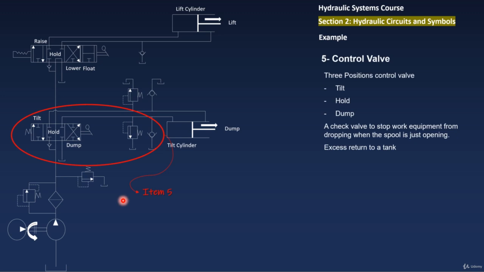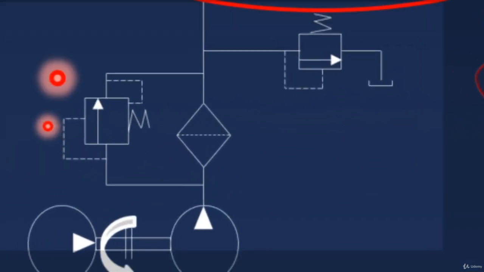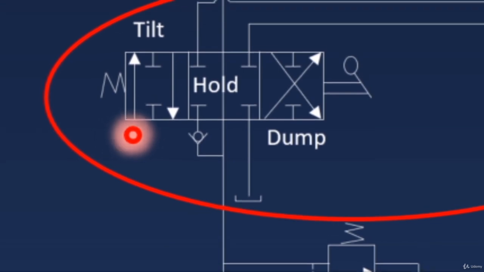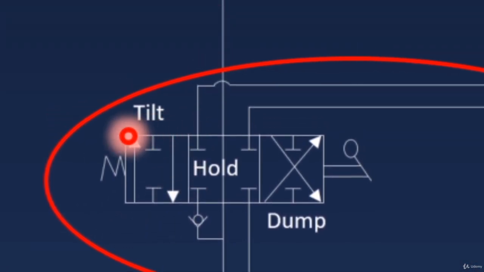Then we have a DCV or directional control valve, and let me zoom in on it. If we look at this valve here, we can see it has 3 envelopes. That means it will have 3 positions, and mentioned here are tilt, hold and dump for the operation of the actuator. Then it is a 6-way valve. 6 ways because we have here 1, 2, 3, 4, 5, 6 ports.